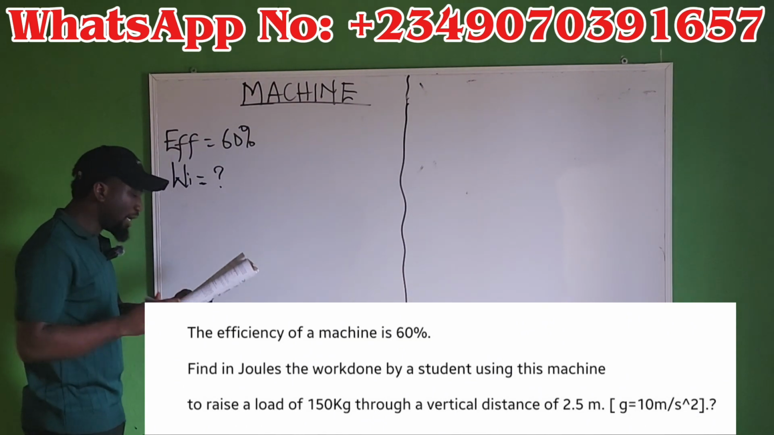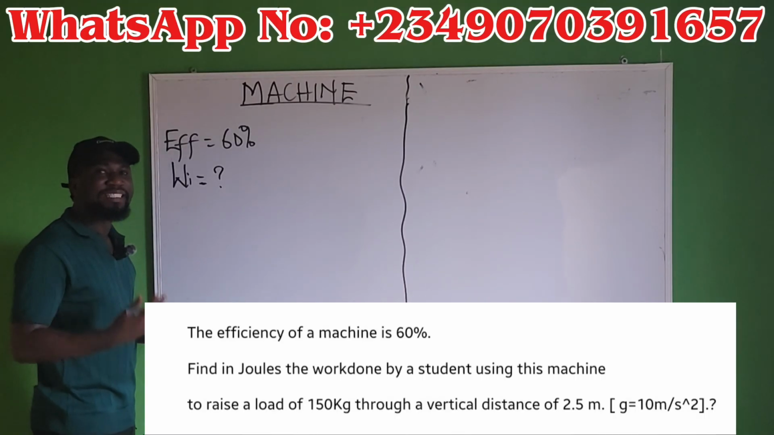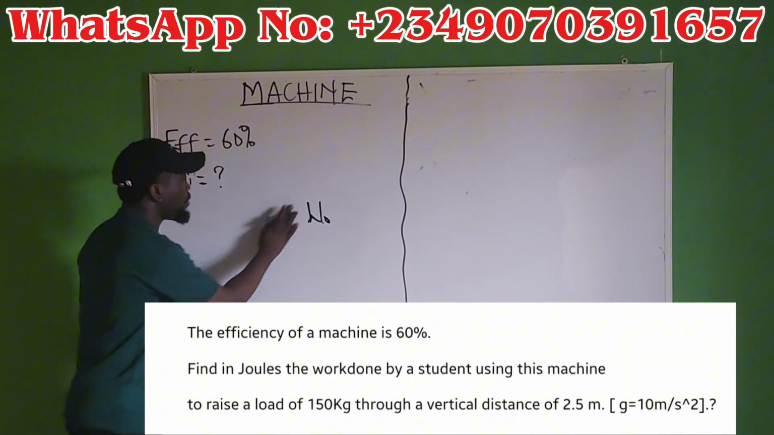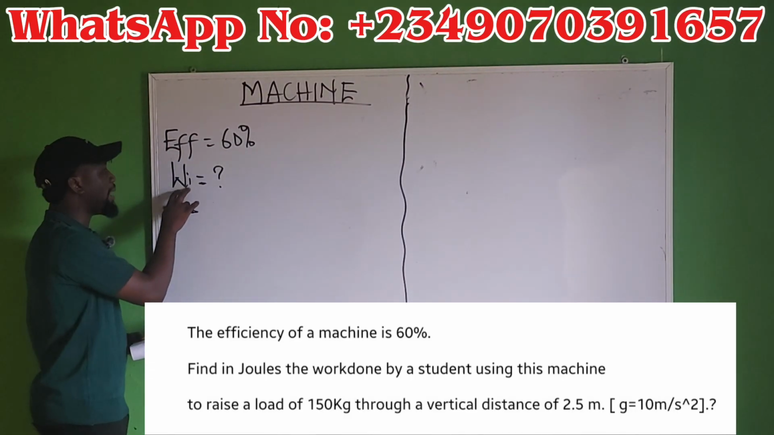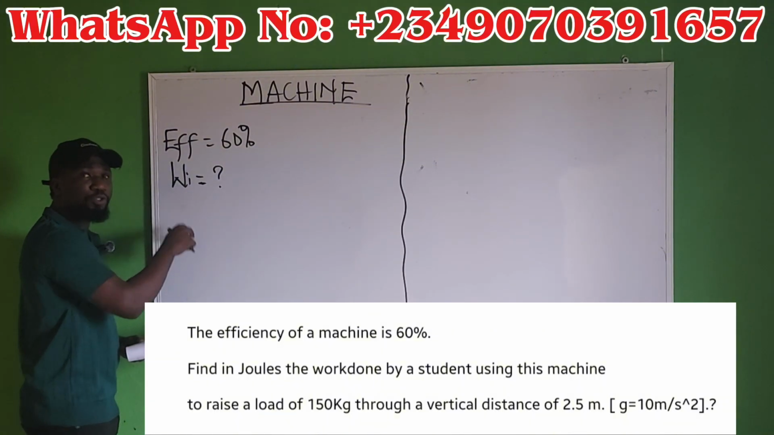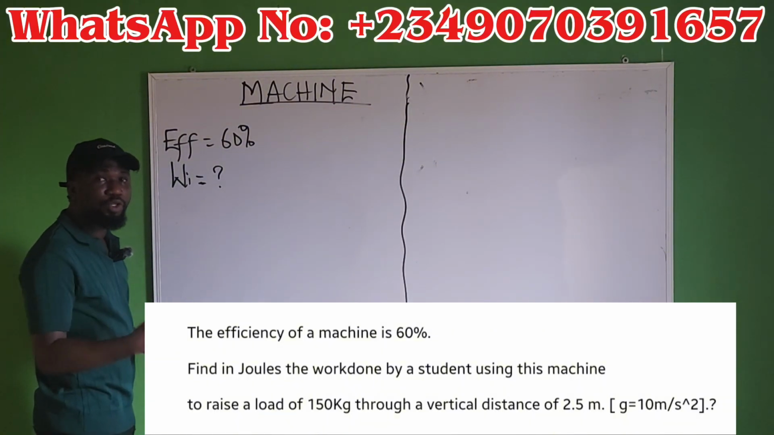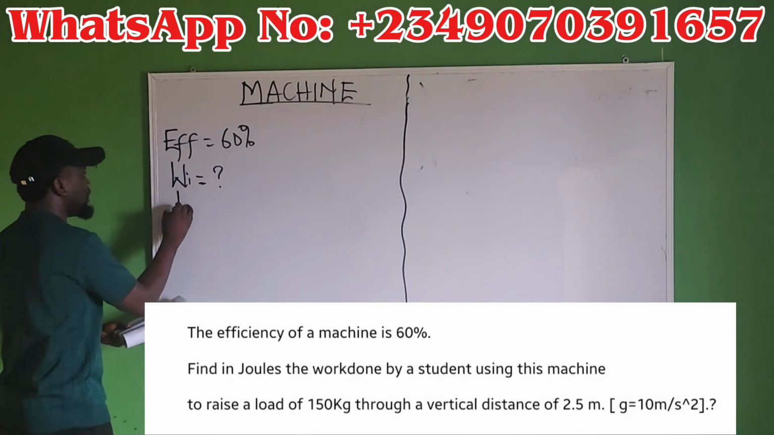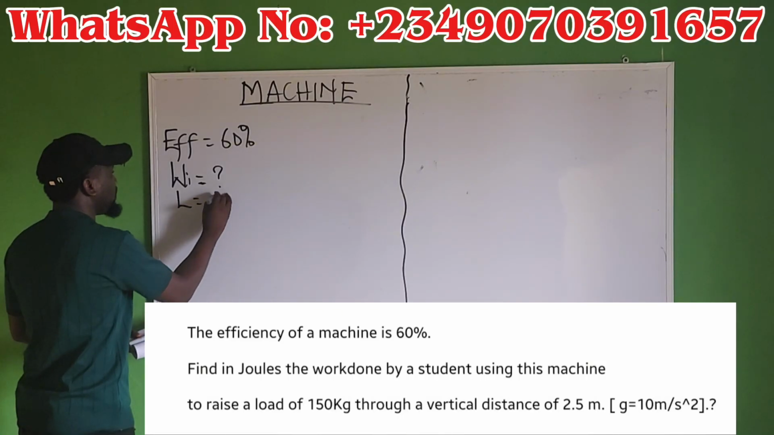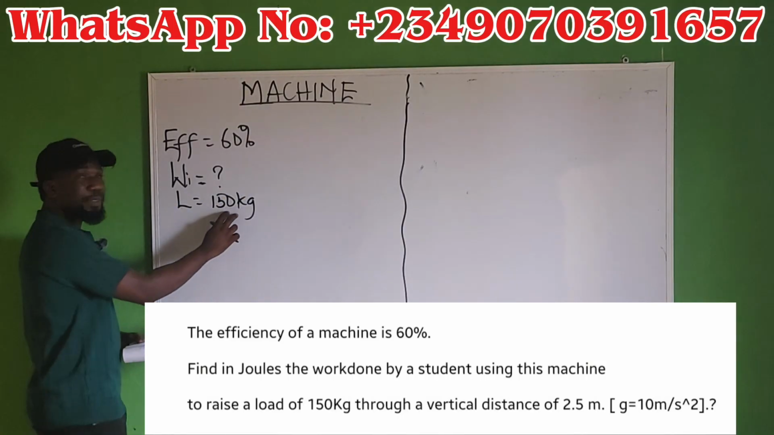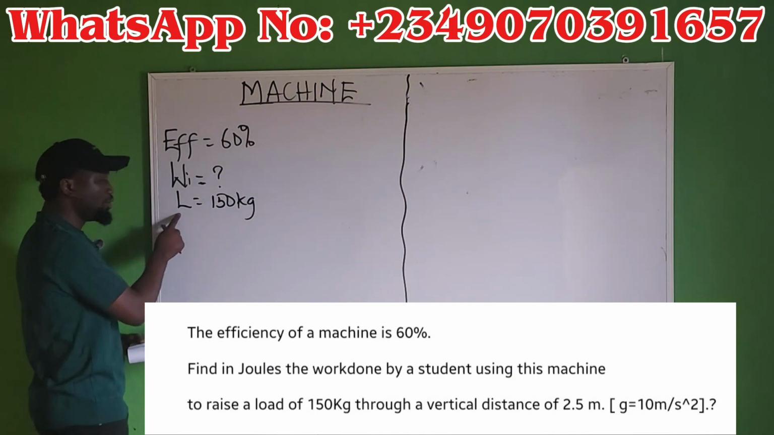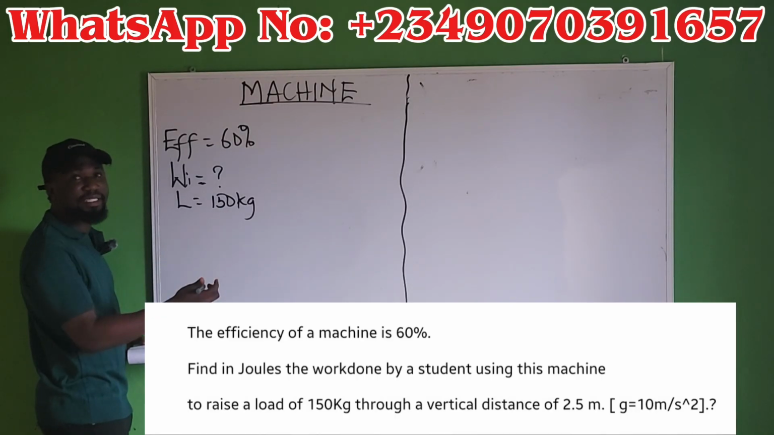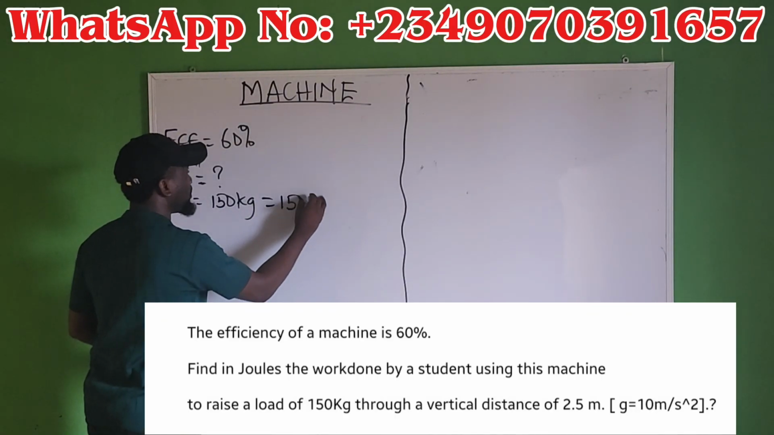Let's say we are given the work done by the machine, that is work output. So work input means work done on the machine, or work done by a person. In this case, work done by the student. All right. Using this machine to raise a load, the load is 115 kg. So you are given this in form of mass. So what do you do now? Because load is a force, it's meant to be in Newton. So change this to Newton by multiplying by 10. And we have 1,500 Newton.